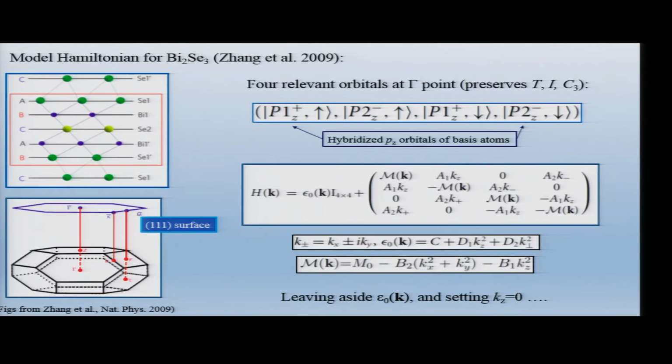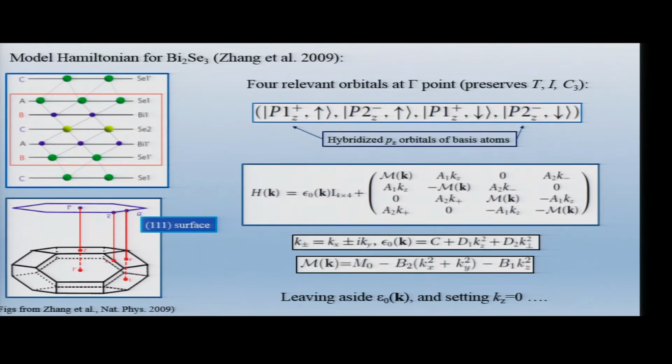If you look at the states in the Fermi energy, there are four orbitals that are relevant. There are two different parity states and then two different spin states. So there are four states that are relevant, and they expanded their tight binding model near this gamma point, and for the three-dimensional system came up with this relatively simple 4x4 matrix Hamiltonian, developed up to quadratic order in the wave vectors.